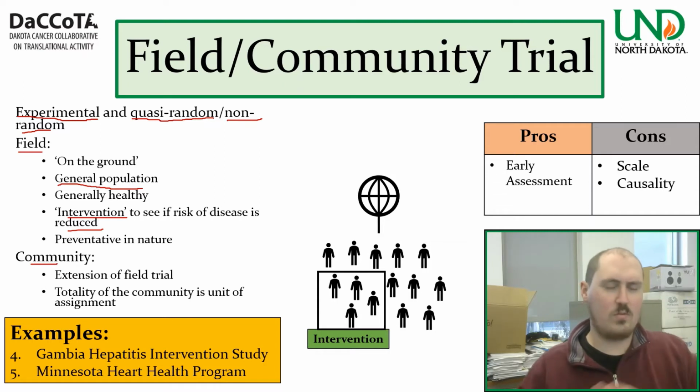This is actually a community one, which is the logical extension of the field where you're including the whole community. This one used 3 communities as the intervention and then 3 as the control. These field or community trials are really nice for early assessment, and you can see this might blur the line, where some of these community or field trials sound a lot like stage 4 or phase 4 clinical trials. So there's a little bit of ambiguity there, but they're getting at generally the same thing.